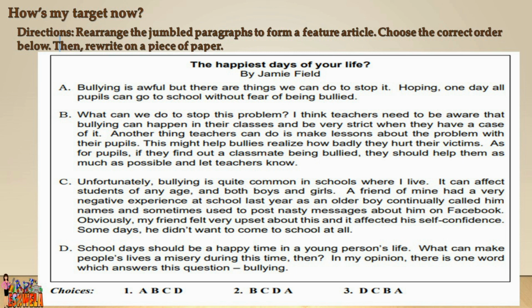And under "How's My Target Now?" Directions: rearrange the jumbled paragraphs to form a feature article. Choose the correct order below. Then rewrite it on a piece of paper.